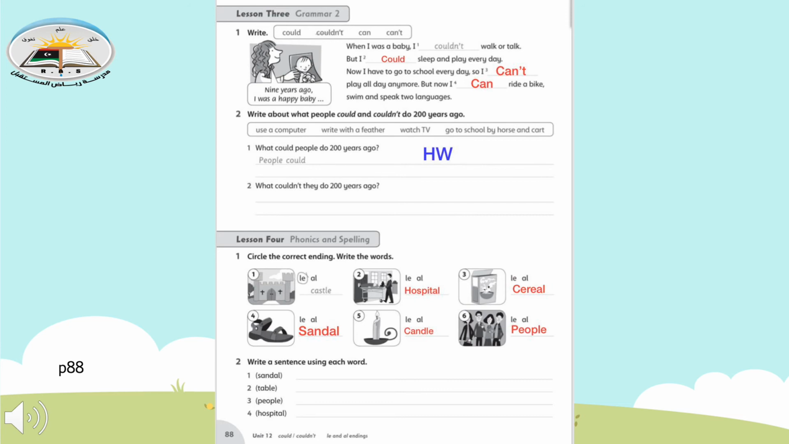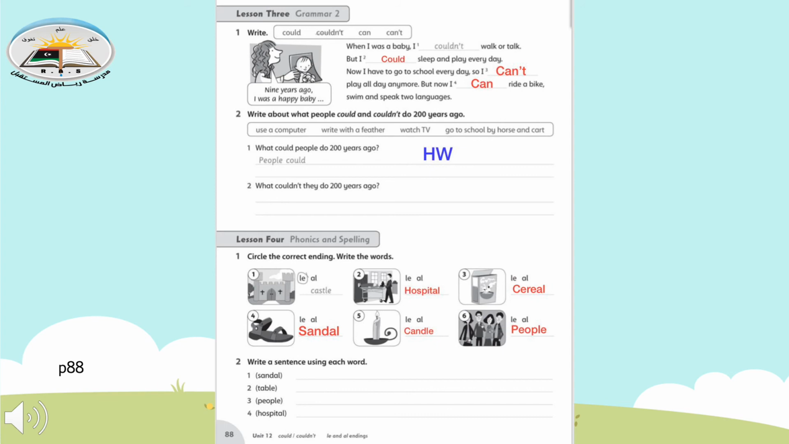But I could sleep and play every day. Number 2, in the space we write could. Now I have to go to school every day, so I can't play all day anymore. In space number 3, we write can't.